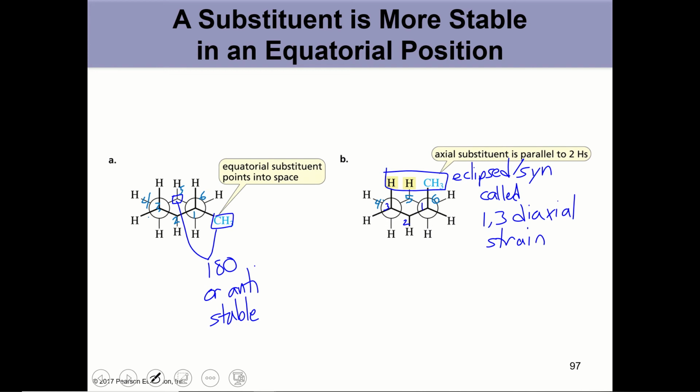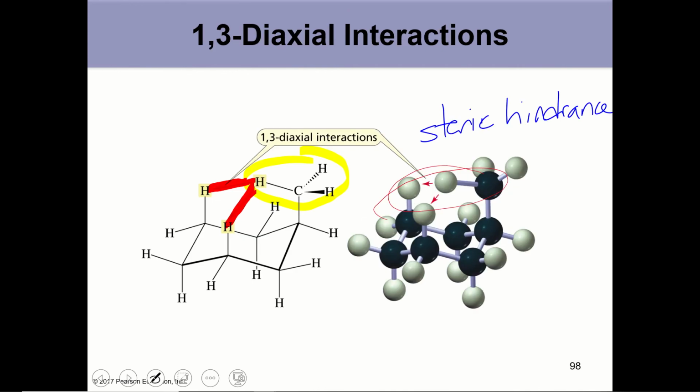Okay, so carbon 5 and the substituent carbon are staggered and anti when the substituent carbon is in the equatorial position. And so this is very stable and has less steric strain compared to when the carbon is in the axial position and eclipsed with hydrogens that are on carbons three carbons away. So, as I said, we call this type of strain, the substituent carbon interacting with ring hydrogens, 1,3 diaxial strain. And this is very high steric hindrance and a very unfavorable conformation.